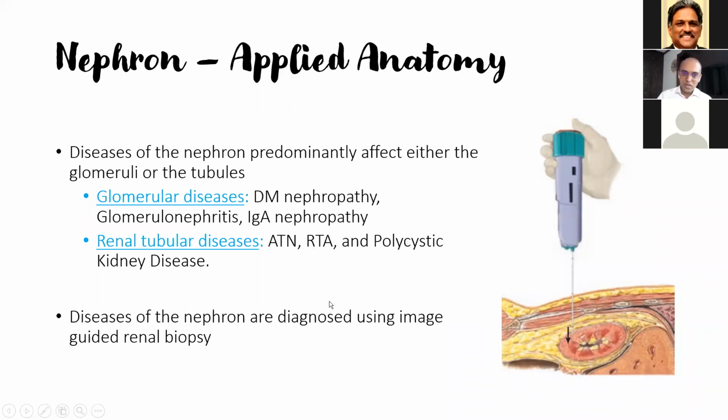Another important factor that we have to notice is that the tubular cells are all made up of labile cells, unlike the glomerulus, which is made up of permanent cells. So with tubular insult, especially in a case of acute tubular necrosis, the kidneys can recover, but glomerular injury is permanent and glomerular diseases never recover. So diseases of the nephron are diagnosed using image-guided renal biopsy. Also, the histopathological variants of renal cell carcinoma arise from different segments of the nephron.